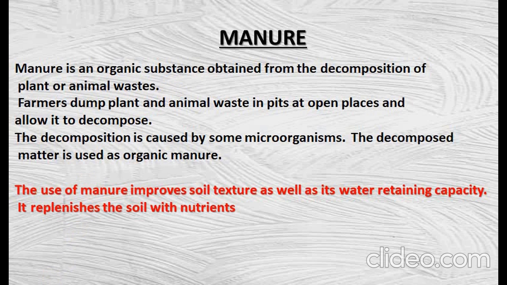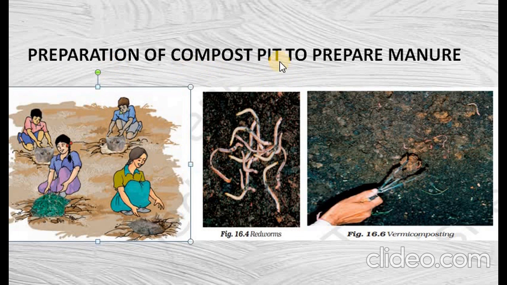Now let's see how a compost pit is prepared by the farmers to prepare manure. Farmers dig multiple pits like this or a single large pit where they pour all the waste, plant and animal waste, and close it. Or sometimes they include earthworms in the pit. Earthworms, we all know, are the farmer's friend. They decompose the organic matter and convert it into manure. So the usage of earthworms in the preparation of manure is known as vermicomposting.